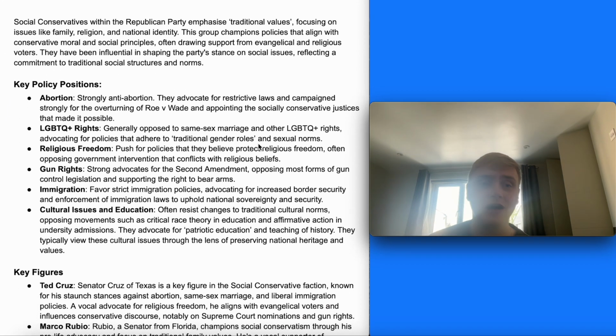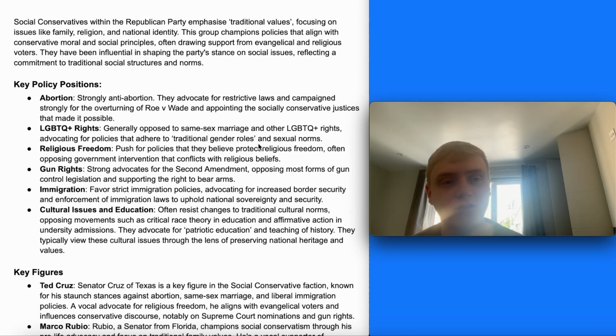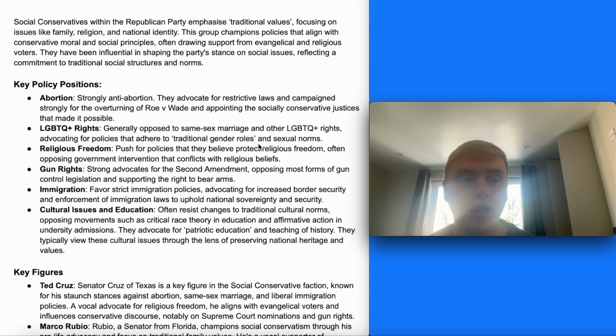They emphasise traditional values, what they call traditional values, focusing on issues like family, religion, and national identity. They champion policies that align with conservative moral and social principles, often drawing support from evangelical and religious voters. They've been influential in shaping the party's stance on social issues, reflecting a commitment to traditional social structures and norms.